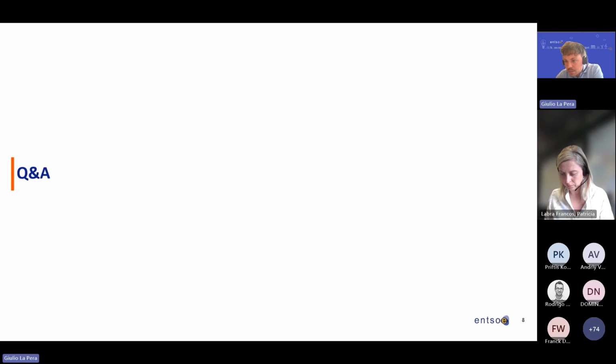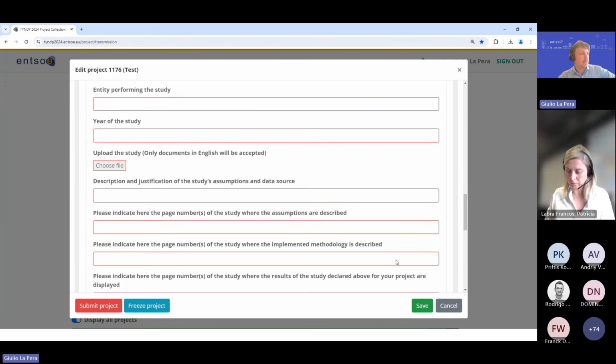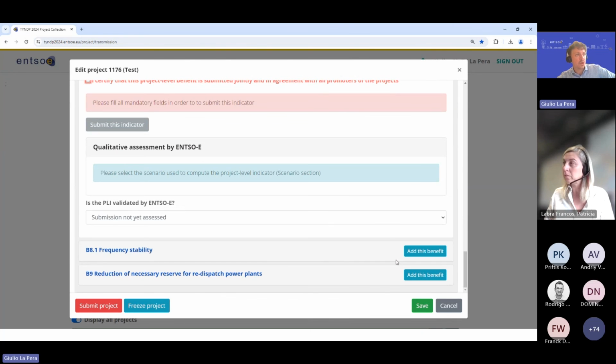Regarding removing B7 for storage, does it mean that only B9 should be submitted for pump hydro storage power plants? You have two for storage. It's the B7.1 and the B9. So if you're not interested in submitting the B7.1, yes, you can submit only the B9.